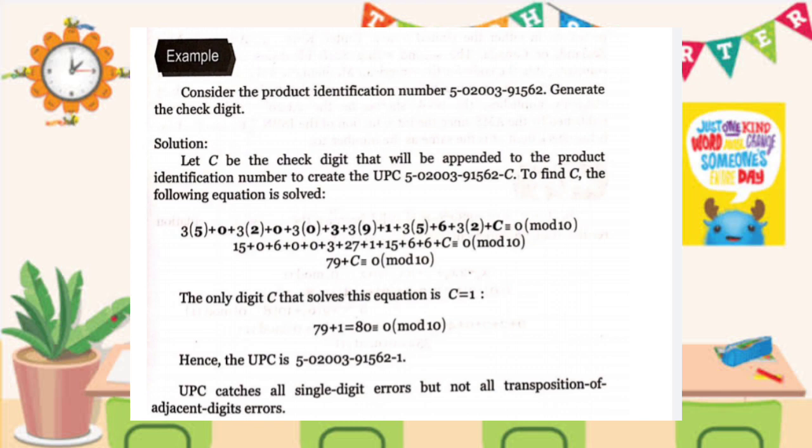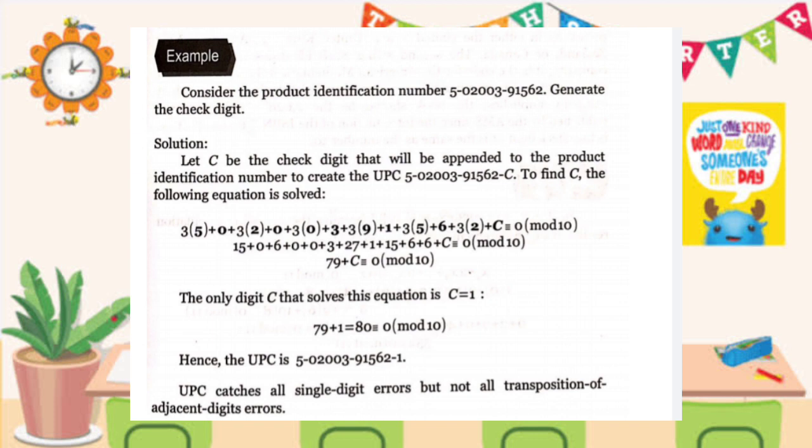Example, consider the product identification number 5-02003-91562. Generate the check digit. Solution. Let C be the check digit that will be appended to the product identification number to create the UPC 5-02003-91562-C. To find C, the following equation is solved.